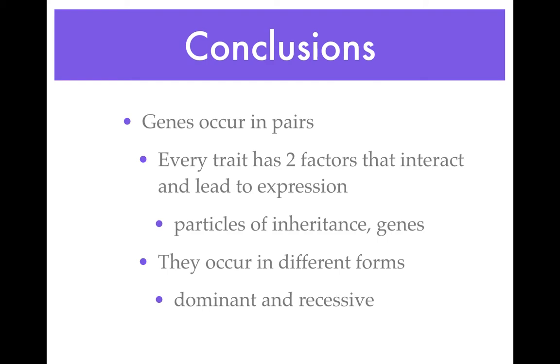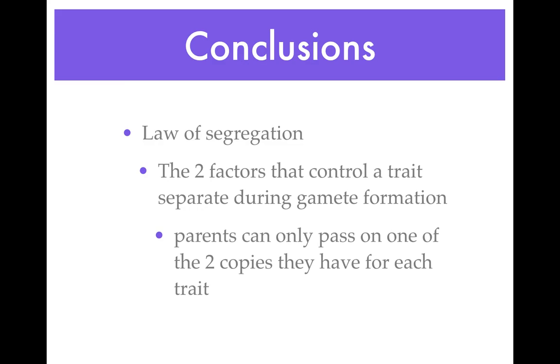And for everything that Mendel looked at, the 2 possible forms were a dominant form and a recessive form. The dominant form was seen in the first generation, and the recessive was not. The recessive was hidden in the first generation. And in the second generation, you got 3 dominant phenotypes for every 1 recessive phenotype.